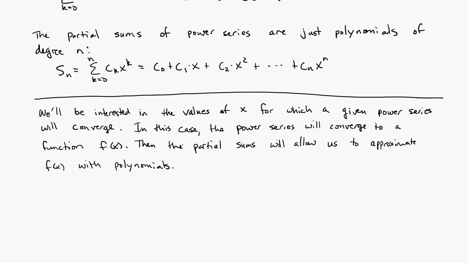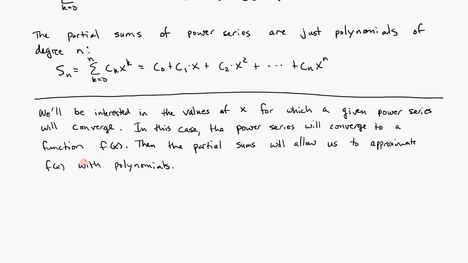One case in which we'll use power series is the following situation. We're going to be interested in looking for the values of x for which a given power series will converge. And when the power series converges, it's going to converge to a function f of x. Then we can use the partial sums of the power series to approximate the function f of x with polynomials.